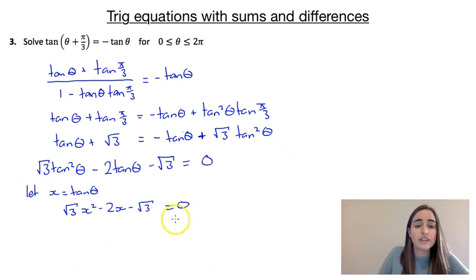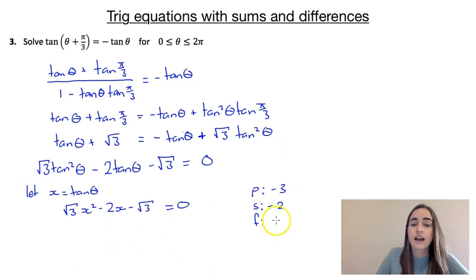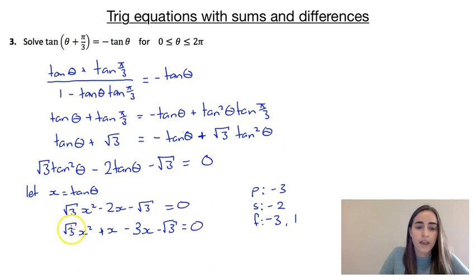All right, so to solve this, we've got a non-monic quadratic. So if we use our PSF method, you don't have to do it this way, but our product would be root 3 times minus root 3, which would be minus 3, and our sum would be minus 2. So then our factors are going to be minus 3 and 1. So that's what we're going to split this middle term into. So we're going to have root 3x squared plus x minus 3x minus root 3 is equal to 0. Now if I pull the x out as my common factor here, I'm going to have x outside of root 3x plus 1.